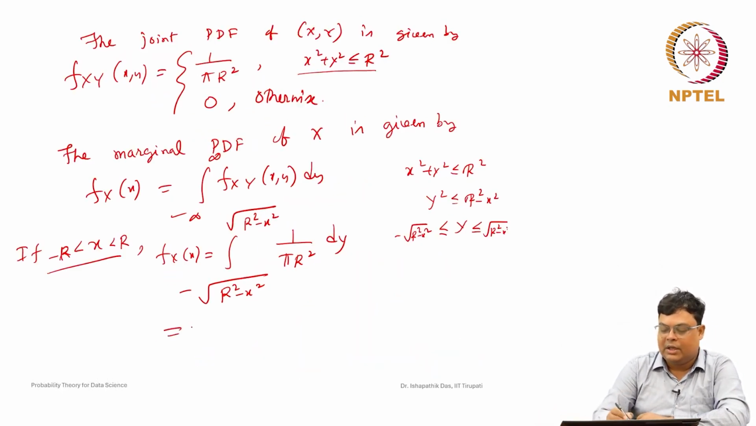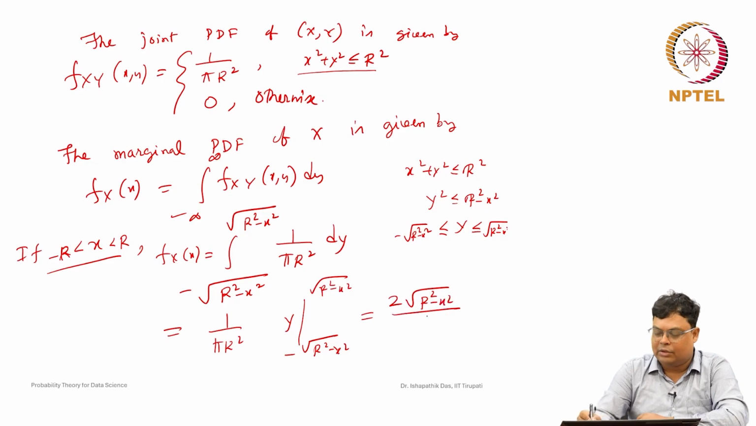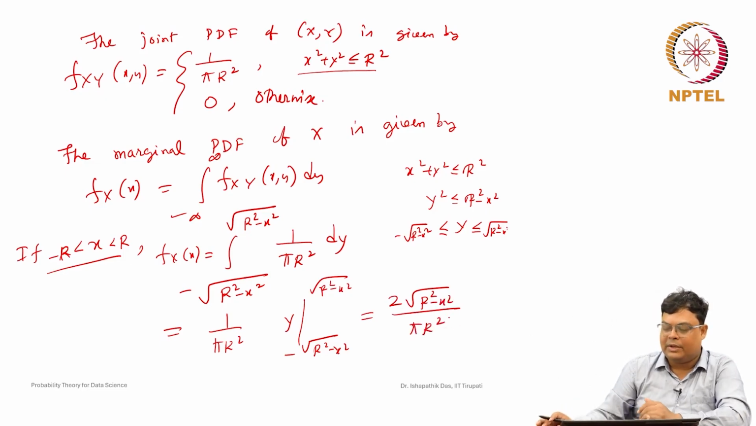Now this is a constant, and if you do the integration over y, this is 1 by pi r square times the integral with limits minus root over r square minus x square to root over r square minus x square. If you put in the limits, you will get 2 into root over r square minus x square by pi r square. So hence we will write it down properly, otherwise it is 0.